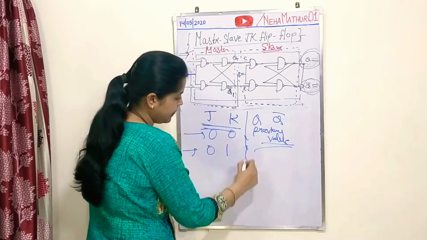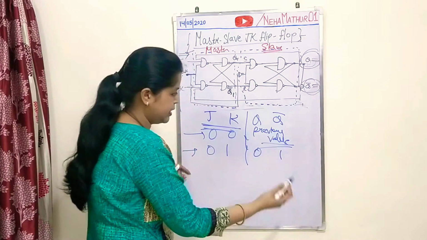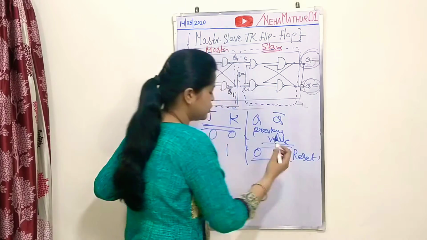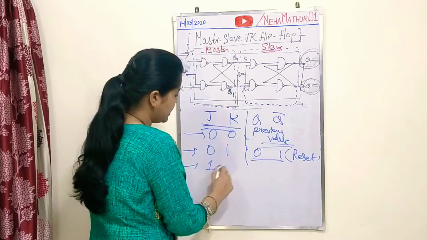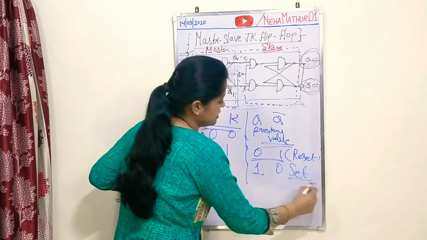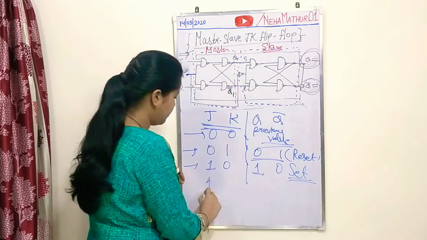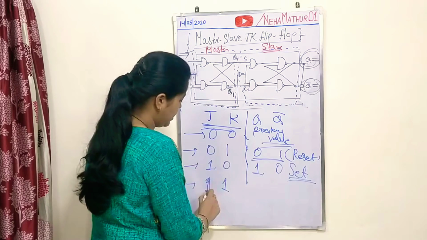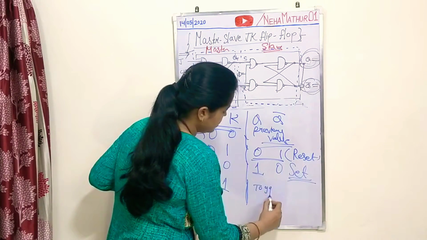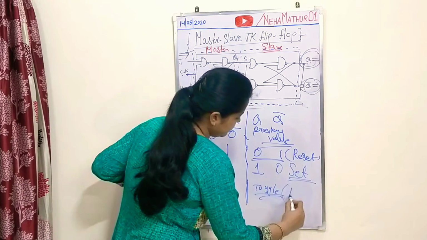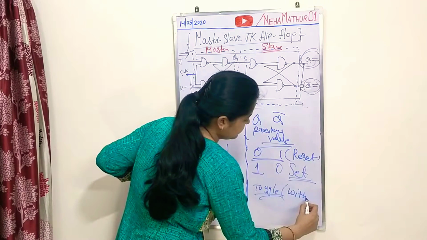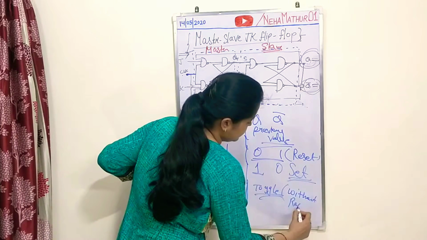While for 0 1, it will be in the reset state, providing Q equal to 0 and Q bar equal to 1. For your third case, 1 0, it will be 1 0, that means your set state. Fine. And for 1 1, it will be your toggle state, but toggle without race condition.